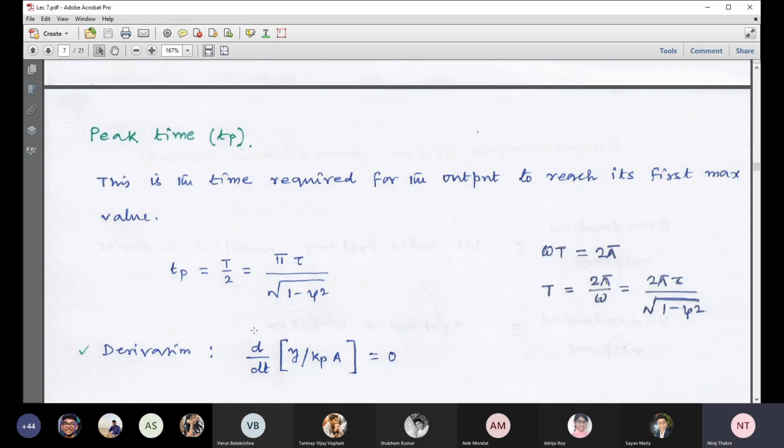Fine, you consider this time differential equal to 0 for the expression of an underdamped system, and find the expression for small t, that is nothing but t suffix p. Let me know the answer after 5 minutes. I am taking 5 minutes break.